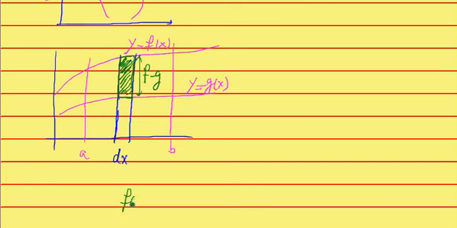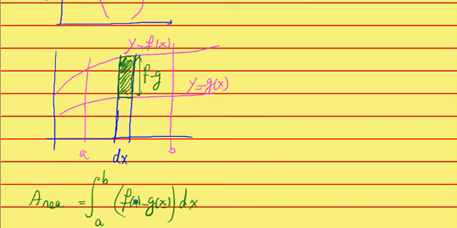and so the area I want to calculate is going to be f of x minus g of x, which represents the height, multiplied by dx, which is the width. And then I have to do my integration from a to b. So I just calculate the integral from a to b of this, and that whole thing is just going to be the area.